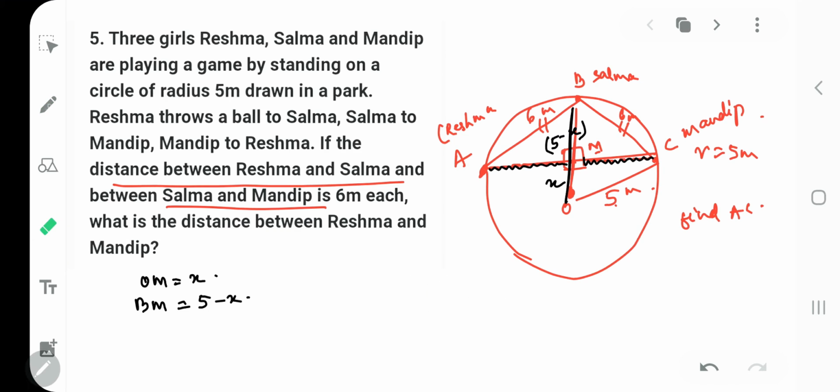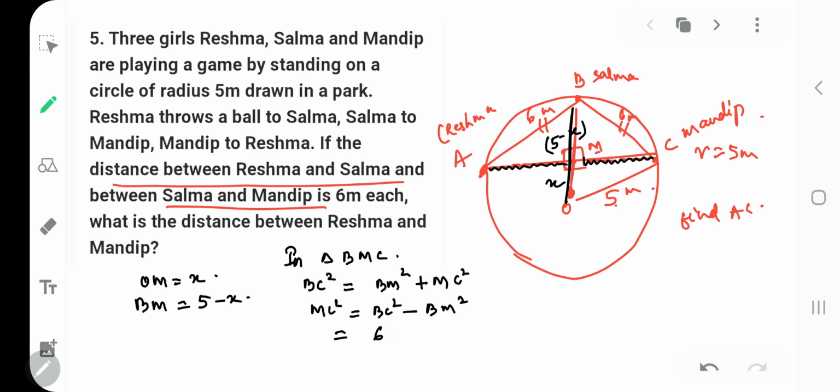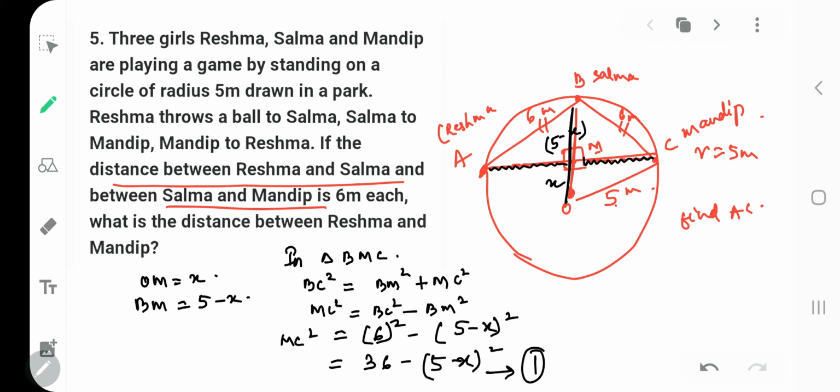Now in triangle BMC, I can take Pythagoras theorem, that is BC square is equal to BM square plus MC square. I'll take the subject here: MC square is equal to BC square minus BM square. BC is 6 meters, so 6 square, and BM is 5 minus X the whole square. So I got the value of MC square as 36 minus (5 minus X) the whole square. Put this as equation number 1.